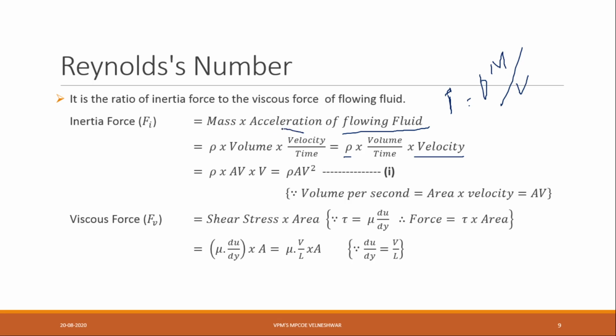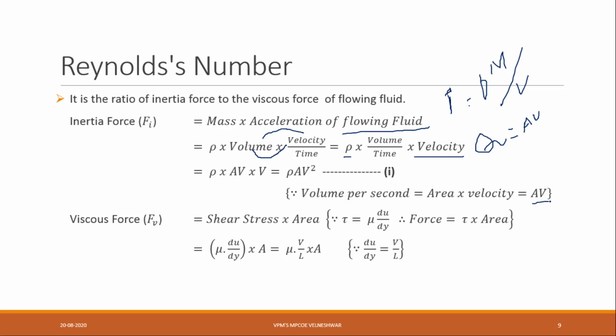Means velocity comes to this side and volume goes to this side. Now volume upon time means what? Volume upon time is nothing but discharge, Q. What is Q? See here, volume per second is equal to area into velocity, that is Q equal to AV.